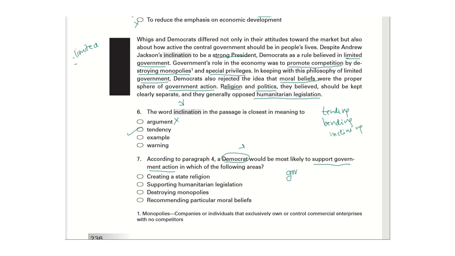तो देखते हैं इससे हमें क्या मिलता है. According to creating a state religion, बिल्कुल नहीं. Supporting humanitarian legislation, I don't understand what this is, लेकिन ऐसा कुछ बोला नहीं गया है तो मैं इसको भी ऐसे ले लेता हूँ. Destroying monopolies, ये बात तो साफ साफ बोली है. Recommending particular moral beliefs, not really. तो supporting humanitarian legislation, destroying monopolies तो इसने बोला ही है. Role is was to promote competition by destroying monopolies. तो destroying monopolies बोला है इसने, तो बोला ही है. So answer is C.